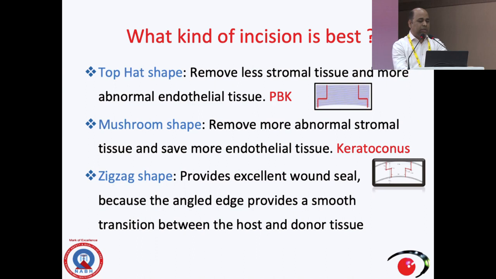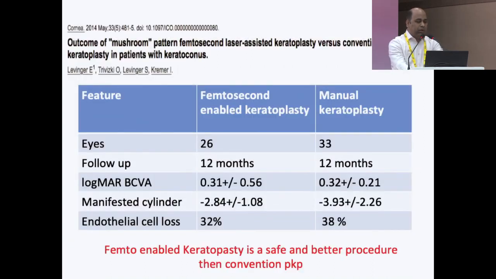So what kind of incision is best for which surgeries? For example, in a case of pseudophakic bullous keratopathy, top hat shape is better because it removes less stromal tissue and more abnormal endothelial tissue, whereas mushroom shape is better because it removes more abnormal stromal tissue and saves more endothelial tissue, like in keratoconus cases. There are studies that have compared the results of femtosecond laser versus manual keratoplasty, and they found that femtosecond is always better in terms of endothelial cell loss, less astigmatism, and faster recovery.